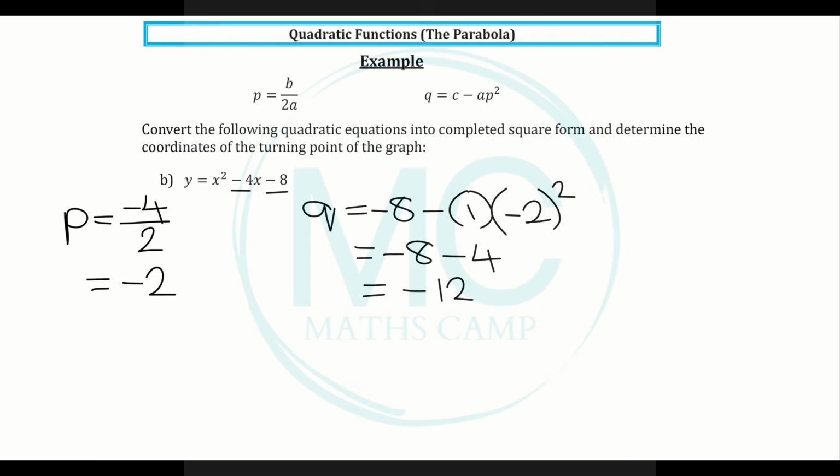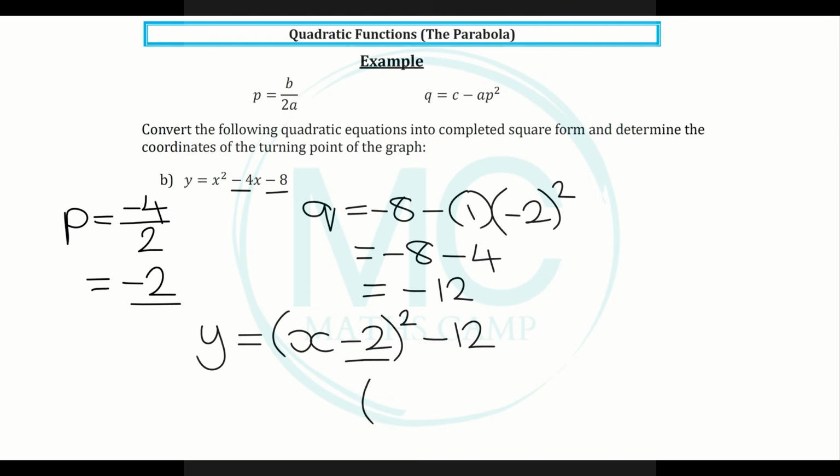So in completed square form, I can say y is equal to, a is 1, I don't need to write that down. So I can open my bracket. I have x plus p. p is negative 2, so it becomes minus 2. Close the bracket squared, plus q, which is minus 12. For the turning point, negative p, this becomes positive 2, and a y-coordinate of negative 12. Let's do another one.